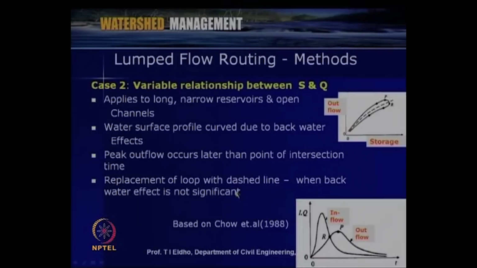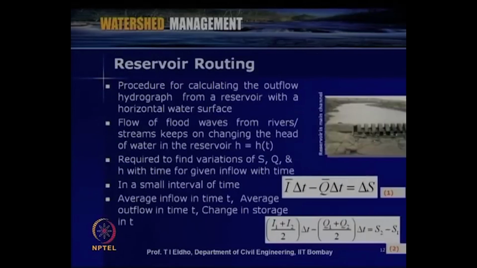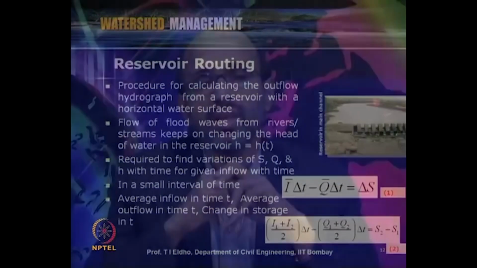So, replacement of loop with a dashed line. As we mentioned, the outflow and storage relationship is a loop like this. So, we can replace this loop with a dashed line when the backwater effect is not significant. So, that way also we can consider. So, in case 2 we consider a variable relationship between storage and the outflow. So, that is about the lumped flow routing.